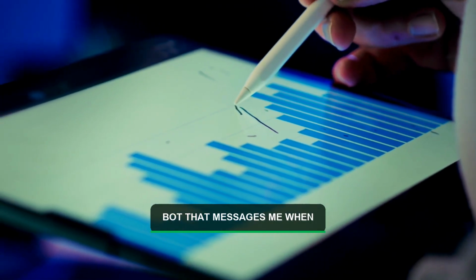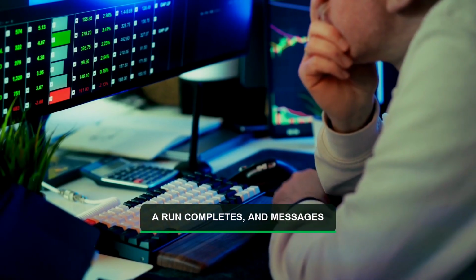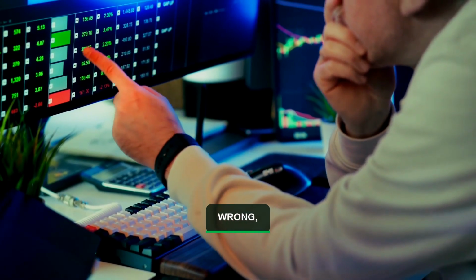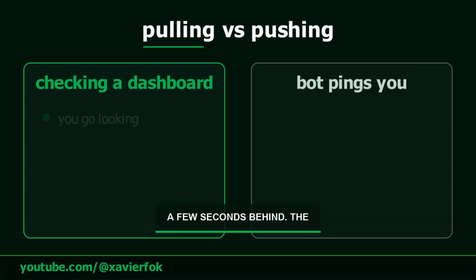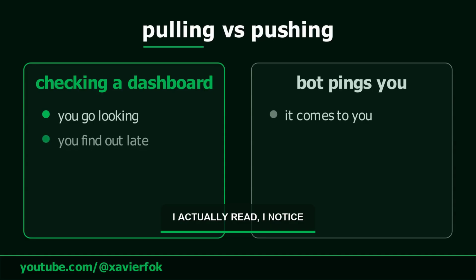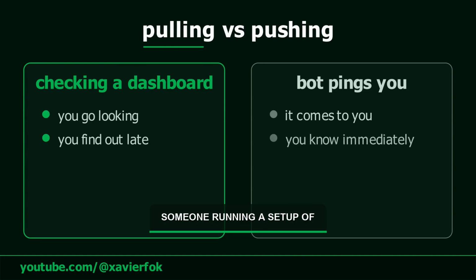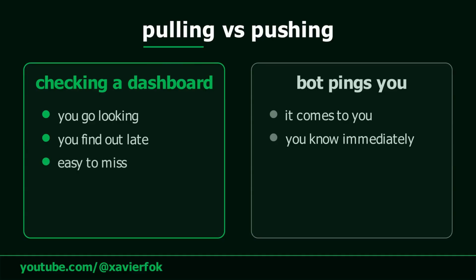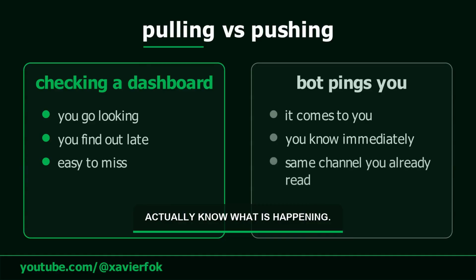With a bot that messages me when a run completes and messages me again if something went wrong, I am never more than a few seconds behind. The failure gets to me the same moment it happens, and because it comes in the same channel as everything else I actually read, I notice it. This is not a tiny operational win. For someone running a setup of any real size, it is one of the most valuable things you can build. The cost is small. The benefit is that you actually know what is happening.